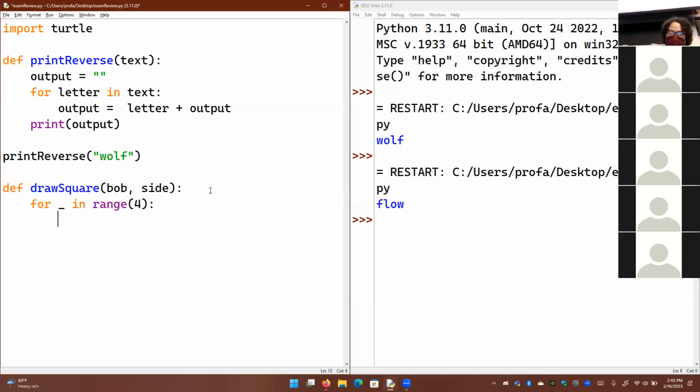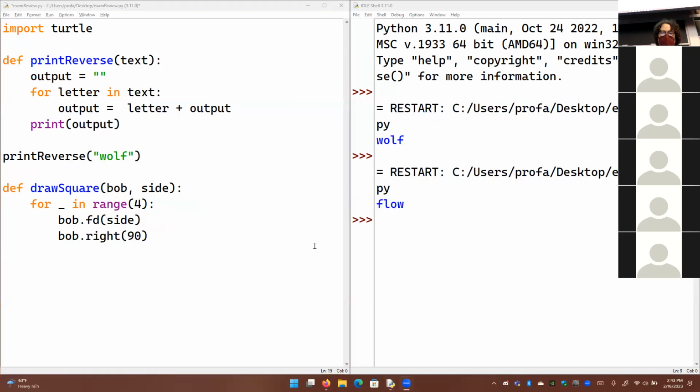For blank in range, Bob.forward(side length). Okay, apparently I'm having trouble spelling today. Bob.forward(side), Bob.right(90). So move forward, turn right, move forward, turn right, move forward, turn right. So he ends up back in his original space.